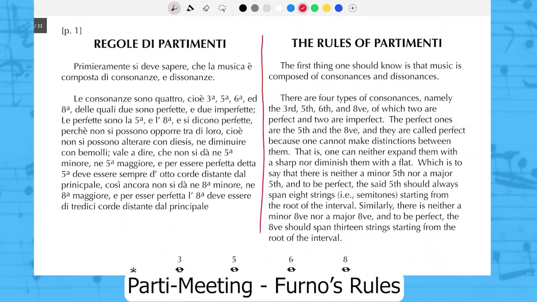Okay, the rules of partimenti. The first thing one should know is that music is composed of consonances and dissonances. There are four types of consonances, namely the third, fifth, sixth, and octave, of which two are perfect and two are imperfect.